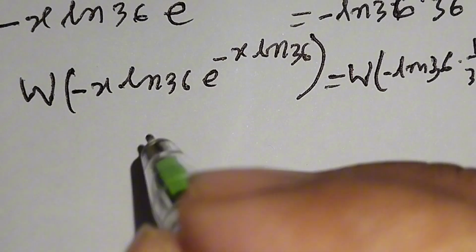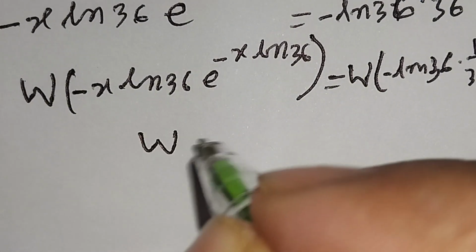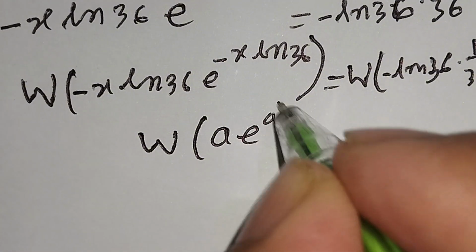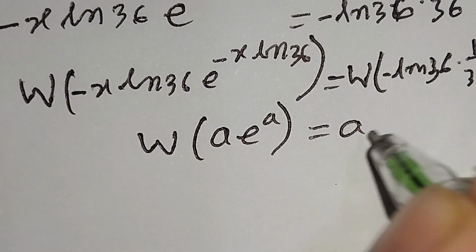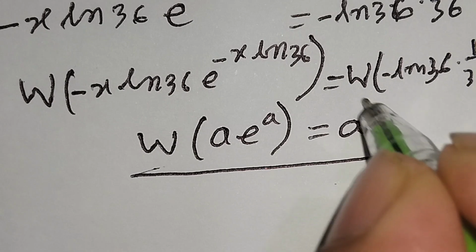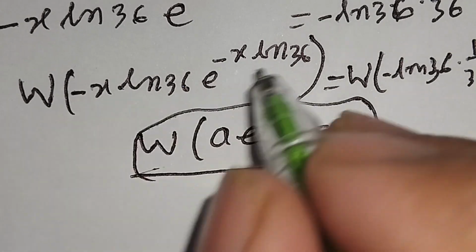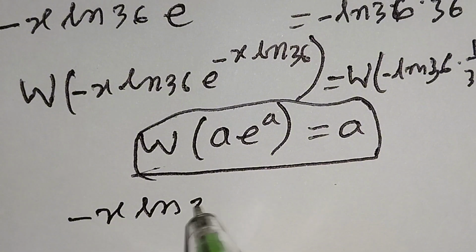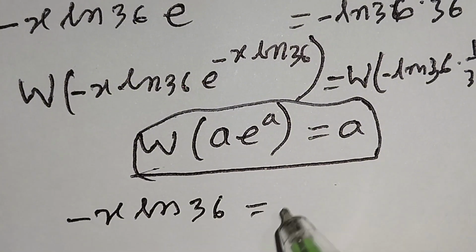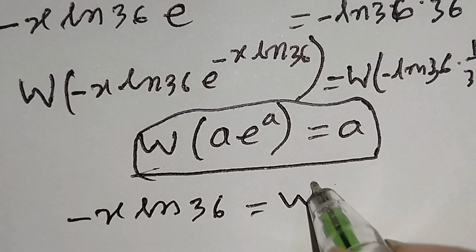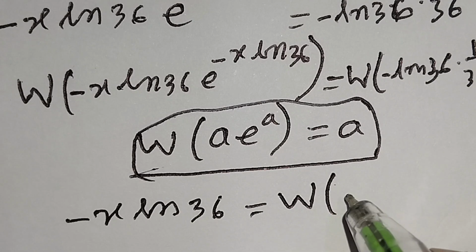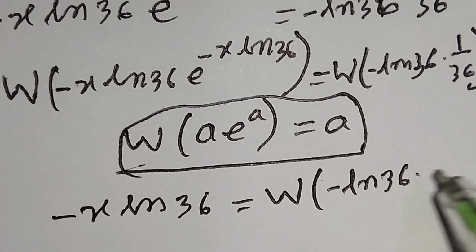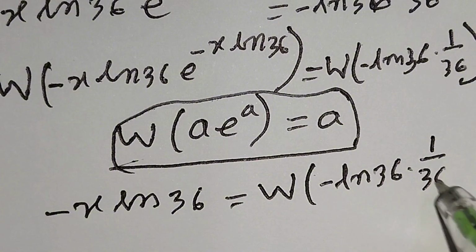We know the Lambert W function of a e to the power a is equal to a. According to this formula, we can write this part as negative x ln 36 is equal to the Lambert W function of negative ln 36 times 1 over 36.